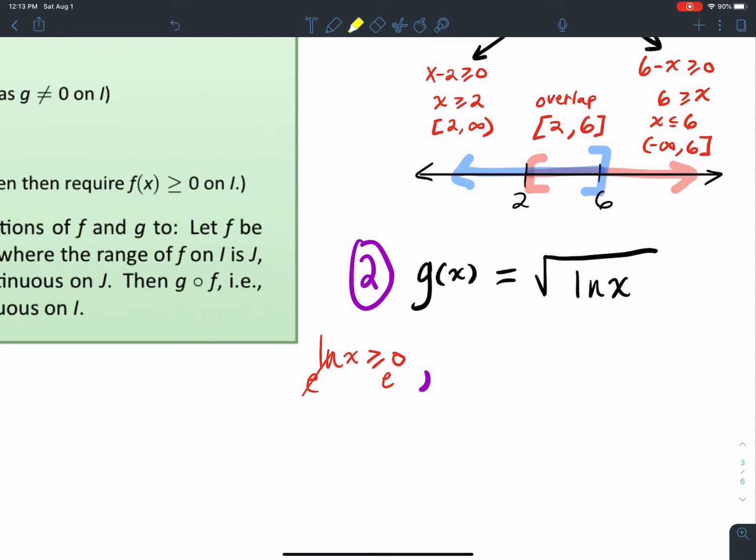So I'm going to raise e to both sides, e to whatever it was before. Now the e and the ln cancel each other out, so I just get x on this side here, but e to the 0 is equal to 1. So what does that tell me? That tells me that x needs to be greater than or equal to 1 for this to be defined. And because it's on the domain, that means that we're continuous on this interval from 1 to infinity.